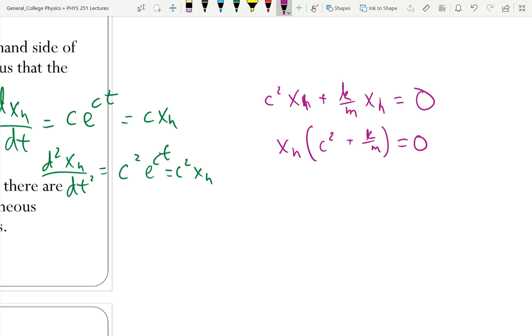Now, there are two situations that are going to make this equation true. Either x of h equals 0, and if x of h is equal to 0, we call that the trivial solution. We've just found the solution of, yeah, nothing happens. Well, we weren't looking for the nothing-happens solution. We know that's one of the possibilities, so it's trivial. The other solution is if c squared plus k over m equals 0. And so we focus on that one.